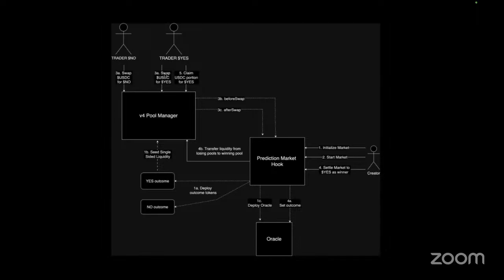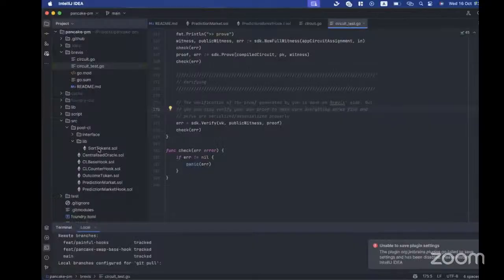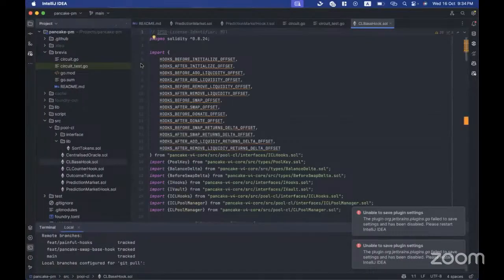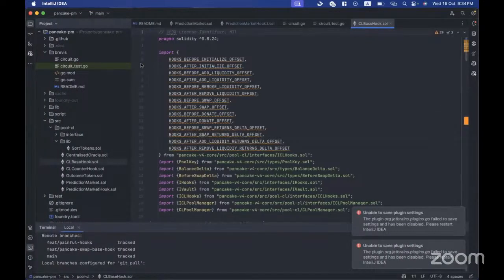Thanks. I just want to look at your hooks. You mentioned you haven't integrated Brevis yet, is it? Because from the hooks, I can't see anything about taking Brevis.